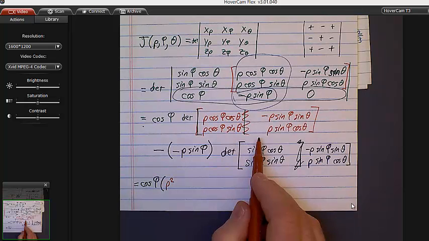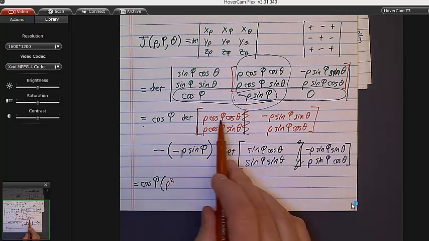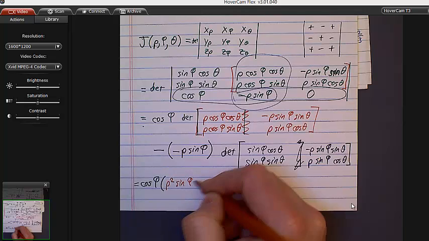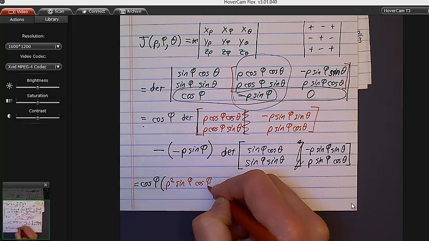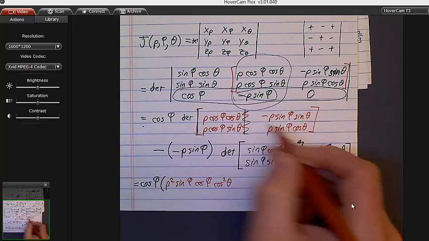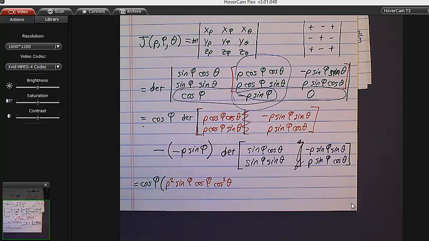All right, rho squared. And when you multiply these together, you can see we're going to get sine phi cosine phi and then cosine squared theta, right? When I multiply this one by that one. How many are with me?